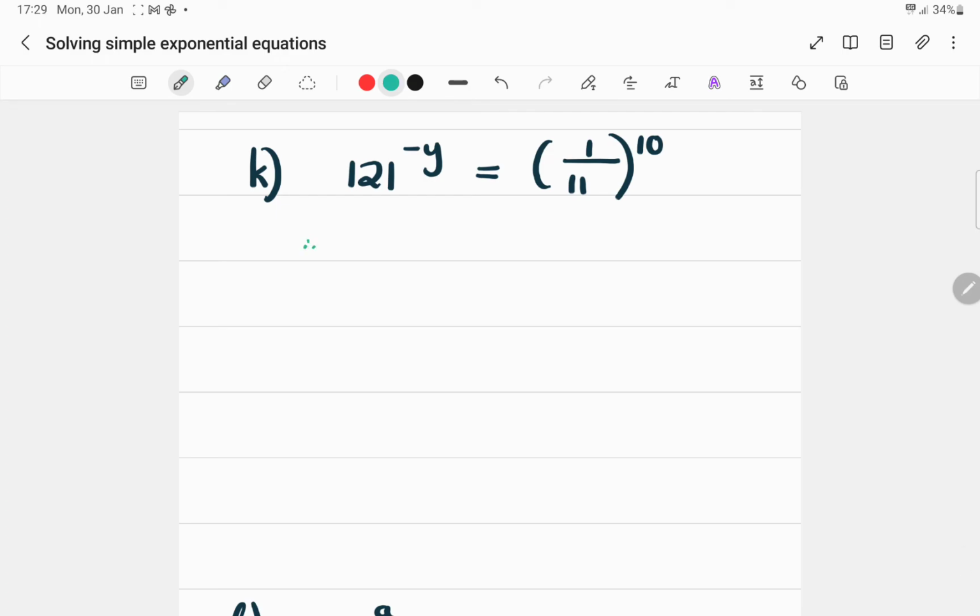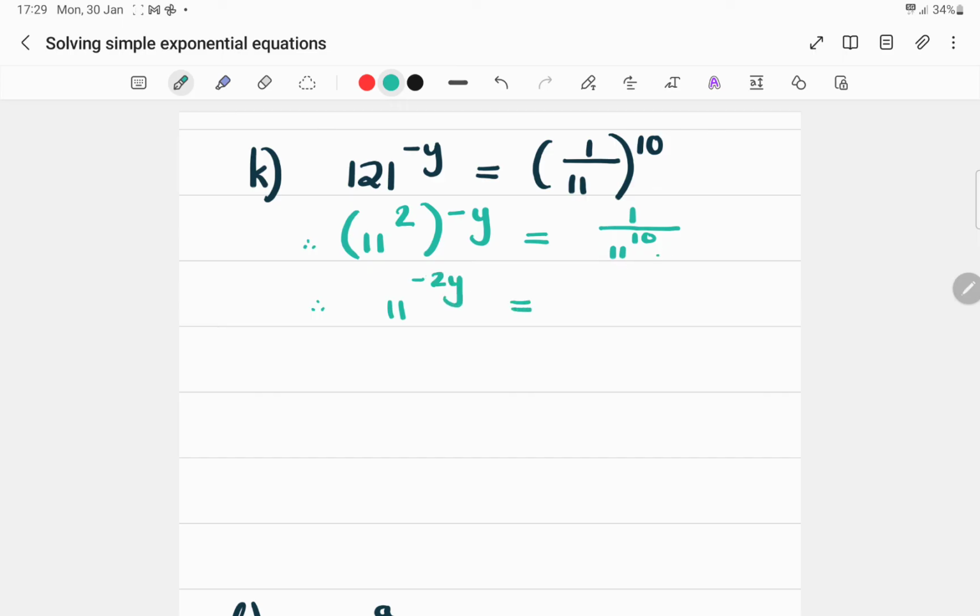Okay, so 121 gives you that it's 11 to the power of 2. And that is raised further to the power negative y, is equal to 1 to the power 10 stays 1 over 11 to the power of 10. Okay, so I'm just going to keep it like that because then it stays my prime base as 11, which is the same that I have on this side. Then a power raised to a further power you multiply, which gives you negative 2y.